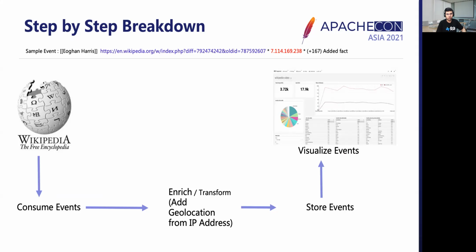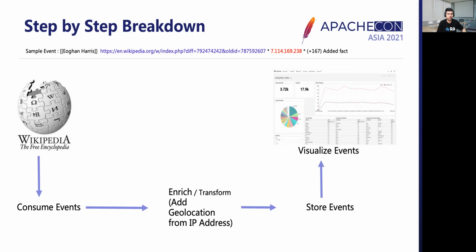Let's try to break down the problem even further. A sample event from the Wikipedia edit stream looks something like this. First, we have the title of the page, then the URL of the page which was edited, then the IP address of the user, and the number of characters which were added or deleted.